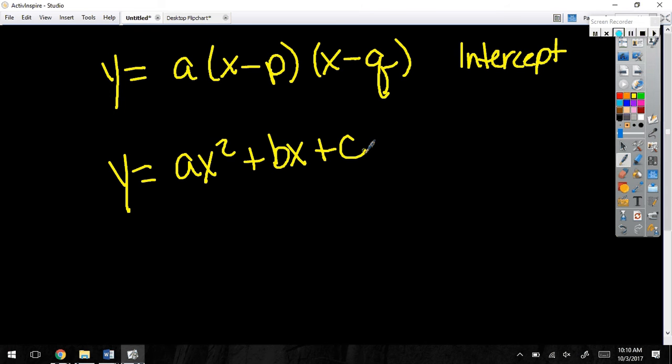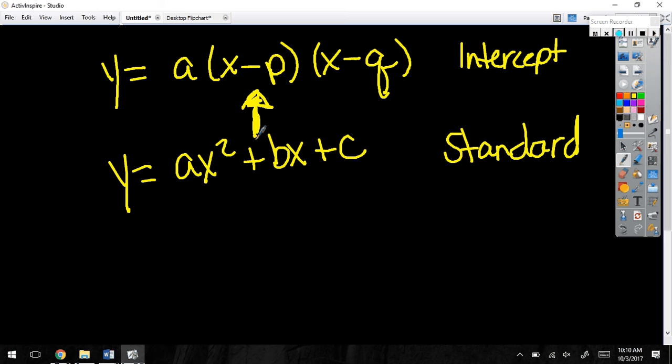So today what we're going to do is take a standard form equation. We're going to make it look like an equation in intercept form, and then we're going to graph it based on the intercepts, okay?